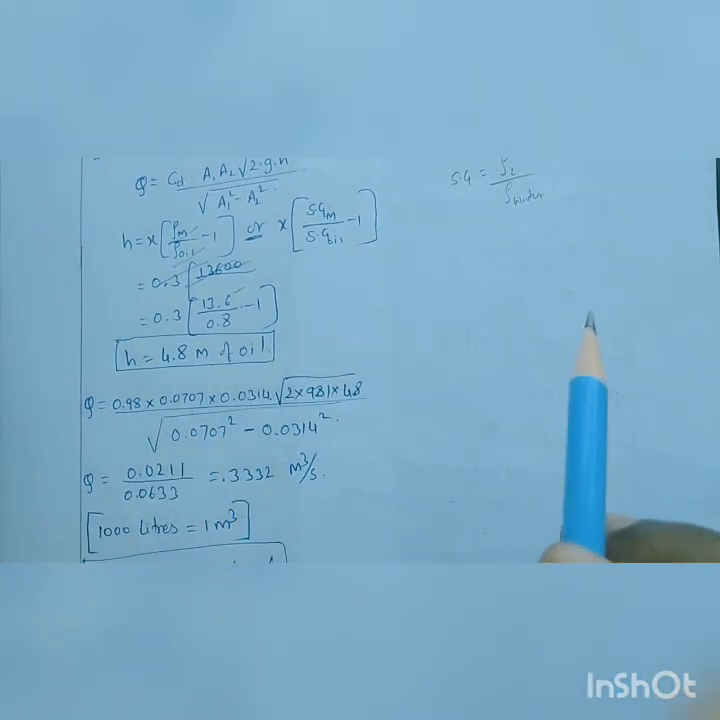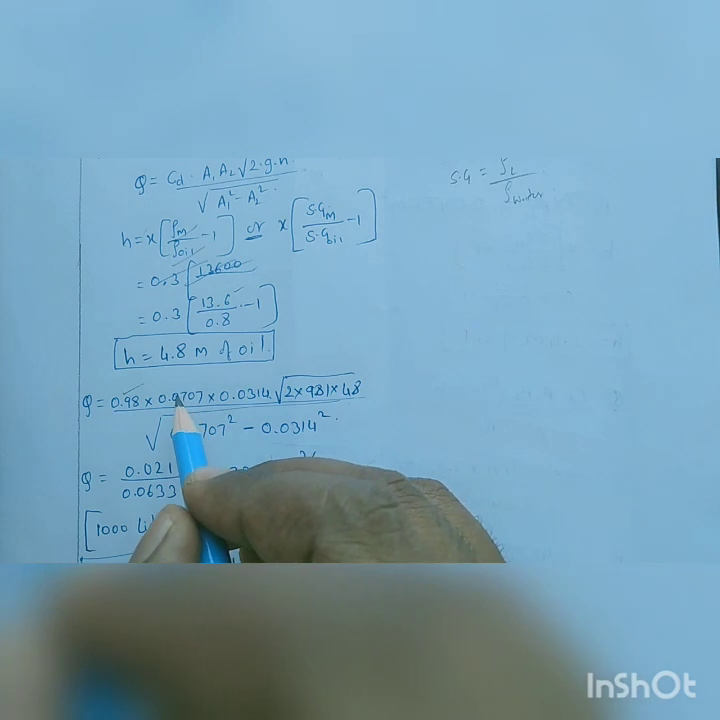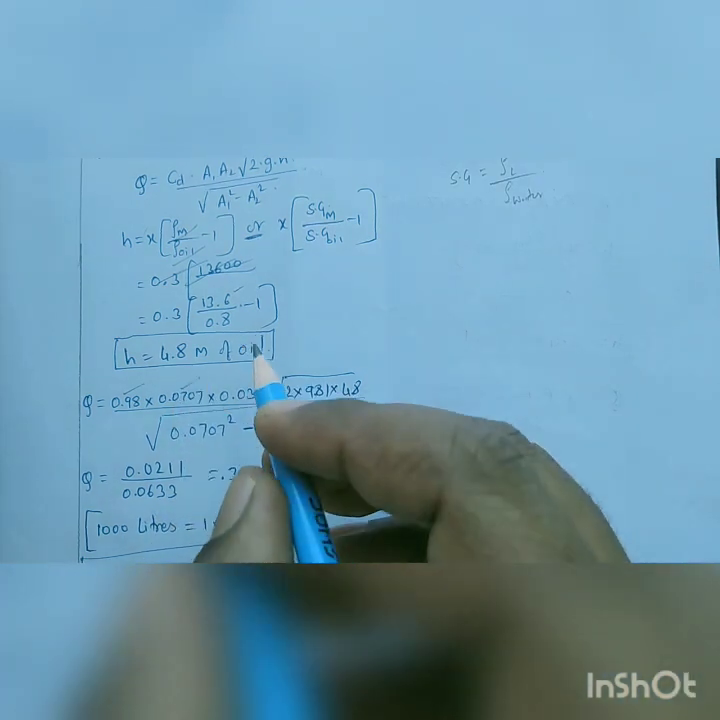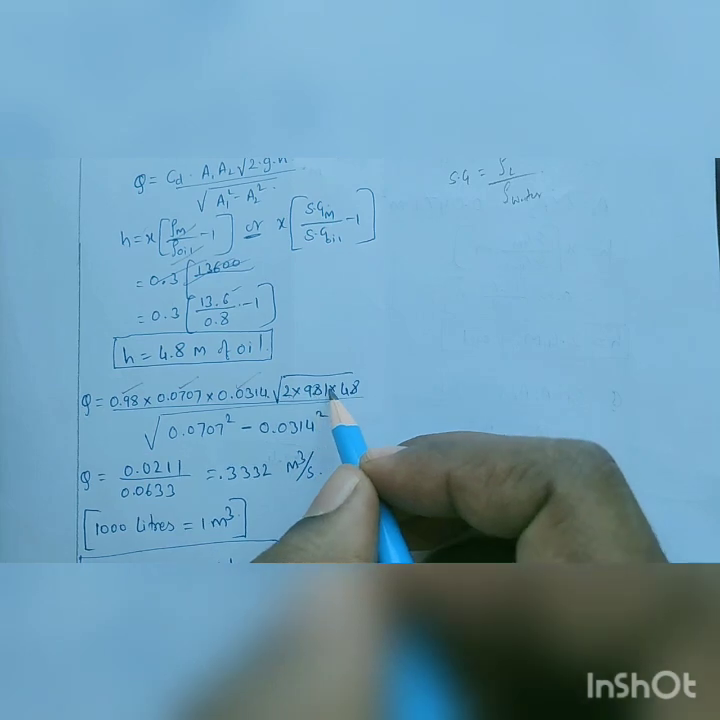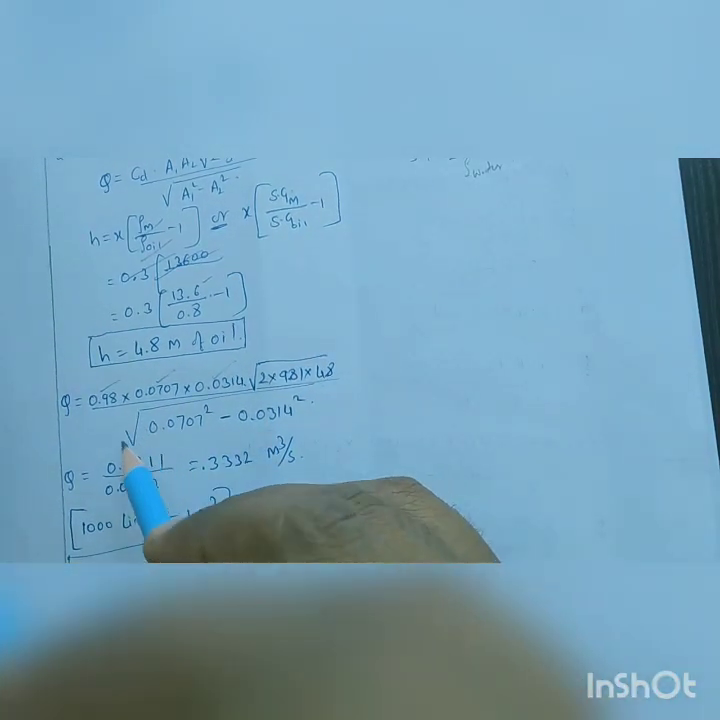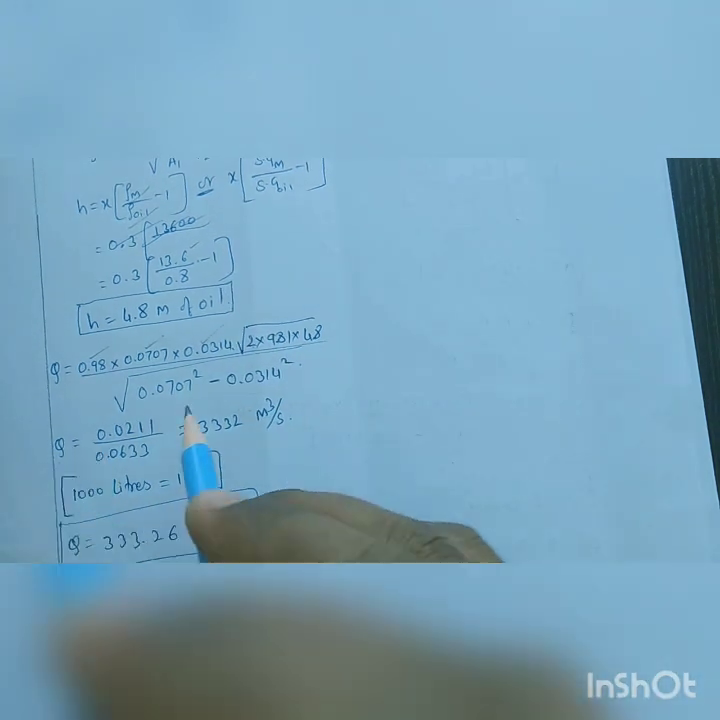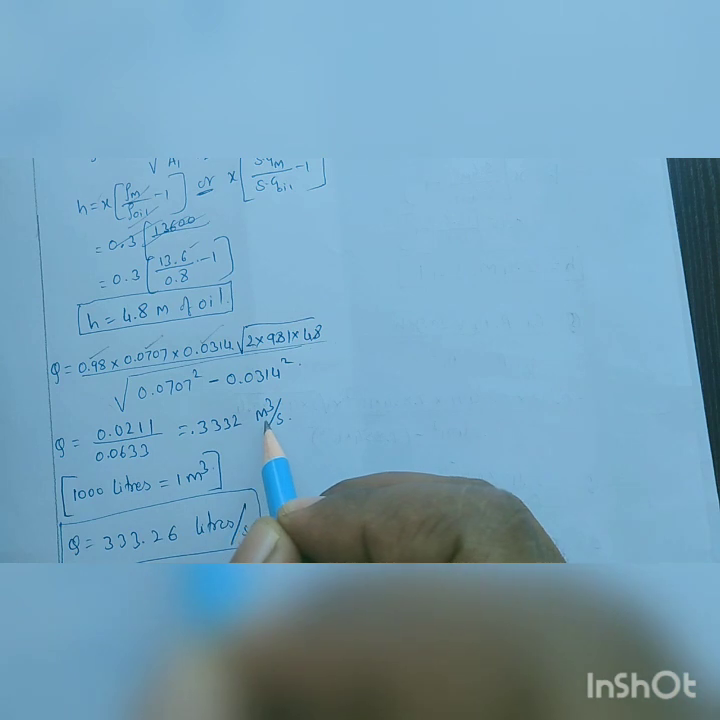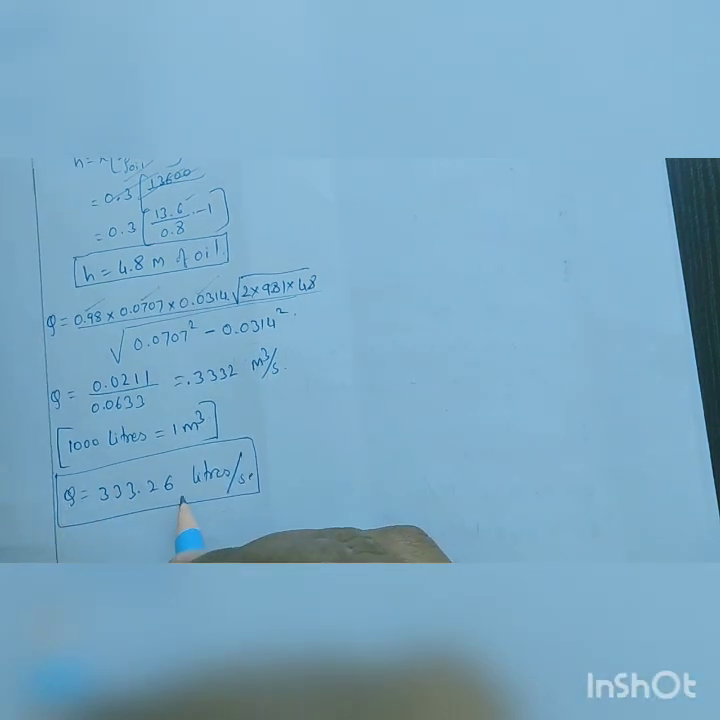Now it's simple mathematics. You substitute all the values. CD as 0.98, CD is given, and A1 and A2 we have calculated, 2 into square root of 2GH, 2 into 9.81 into 4.8, H, and square root of A1 square minus A2 square. When you calculate, you will get the discharge as 332 meter cube per second. Either you can keep it like this or you can convert that into liters per second.